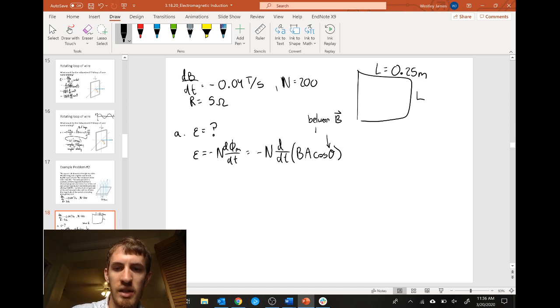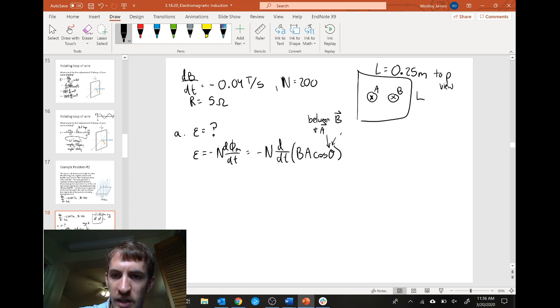magnetic field and area, which in this problem, our area vector points either out of the board or into the board, and our magnetic field, depending on your orientation, if we're looking at this, we'll say this is the top view. The magnetic field is pointed, just to make these consistent, into the board as well. So therefore, theta is going to equal 0. It's a constant. Our area is also a constant.